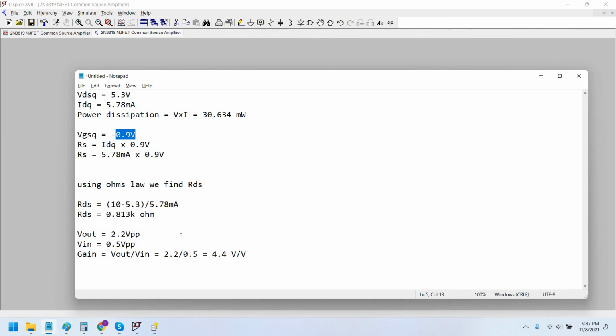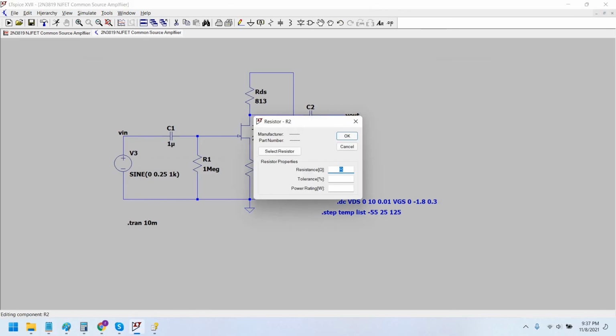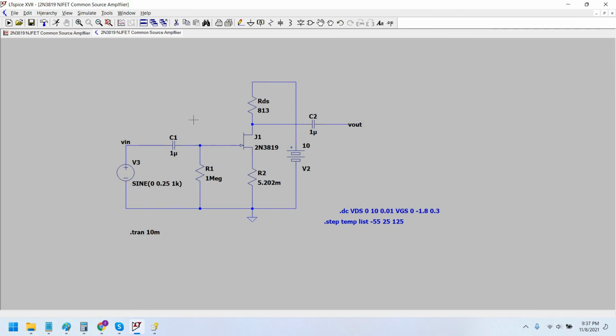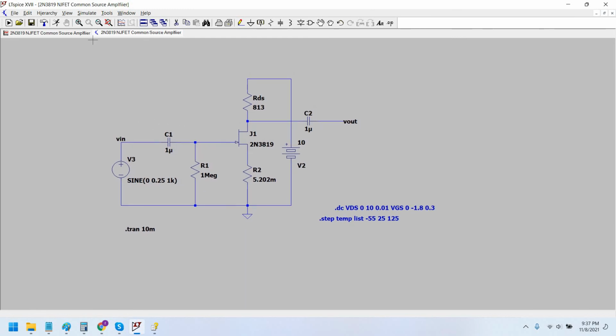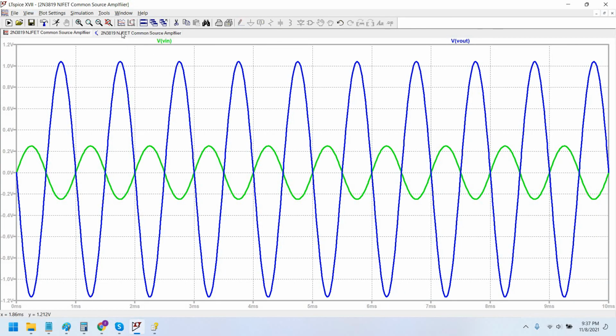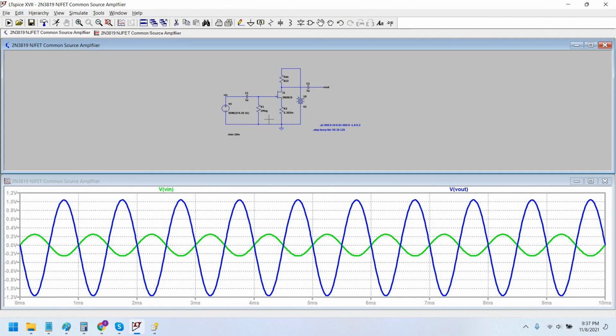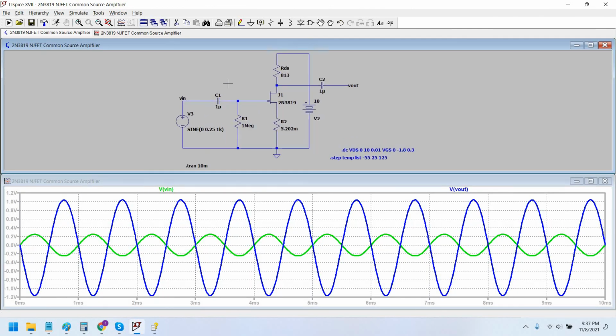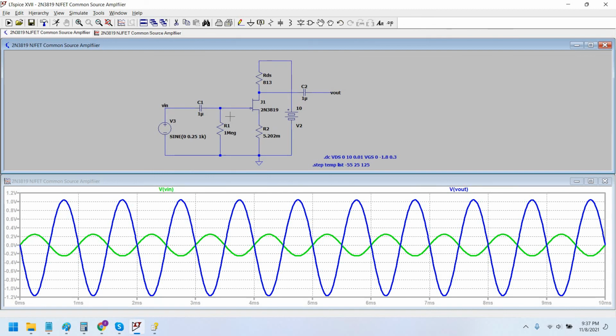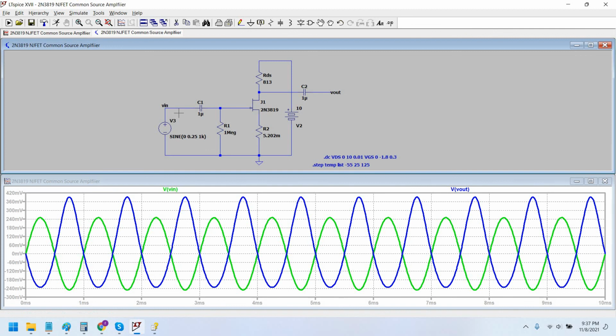5.202 milliohms. Now let's see again what happens with this simulation, as we have removed the DC source from the gate terminal. Okay, so the output is not very interesting.